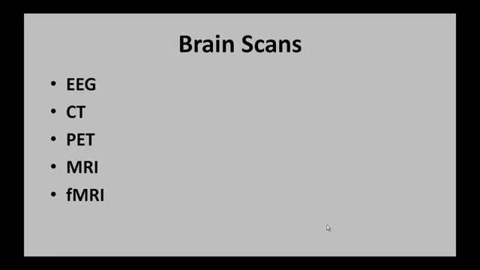In AP Psych, there are 5 primary ways to examine the brain, its structure, and its activity. Those 5 brain scans are EEG, CT scan, PET scan, MRI, and fMRI.